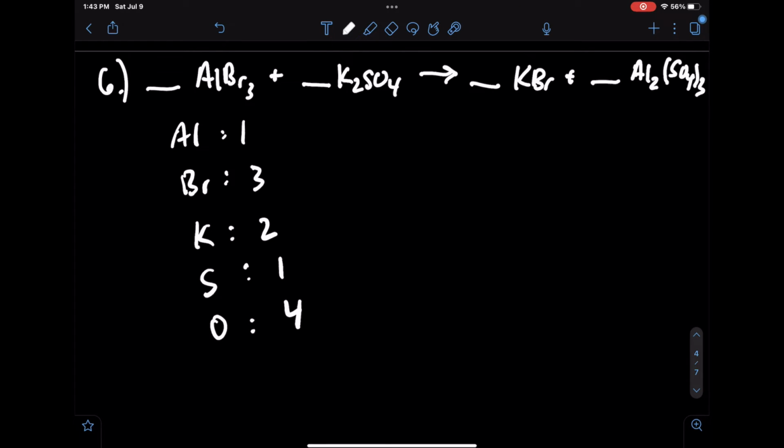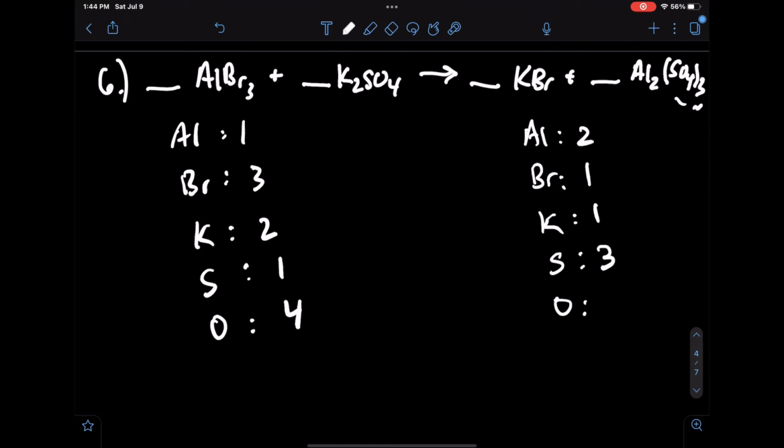And on the right, we have 2 aluminum, 1 bromine, 1 potassium, 3 sulfur because we have 1 in the parentheses, but there's a 3 on the outside. So we go ahead and multiply 3 times 1, which is 3. And then oxygen, which will be 3 times 4, which is 12.